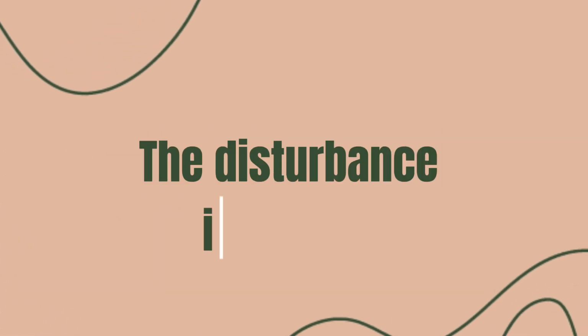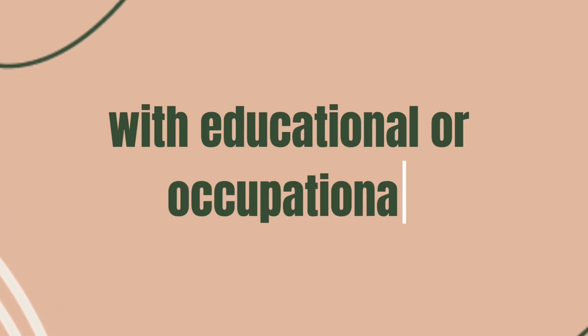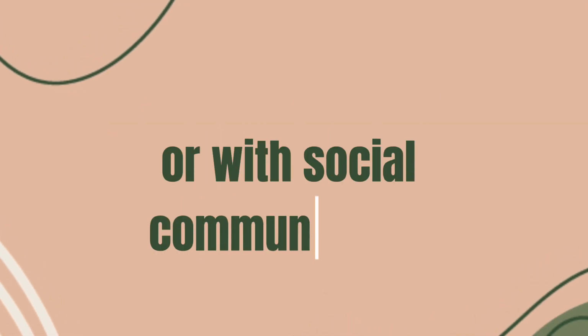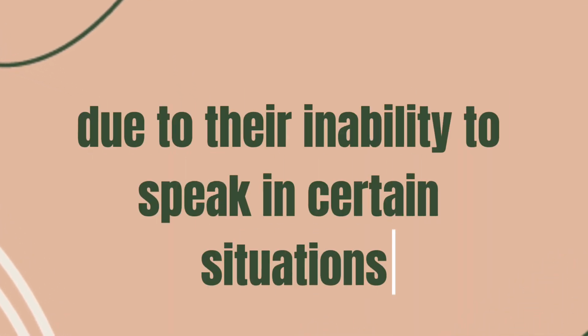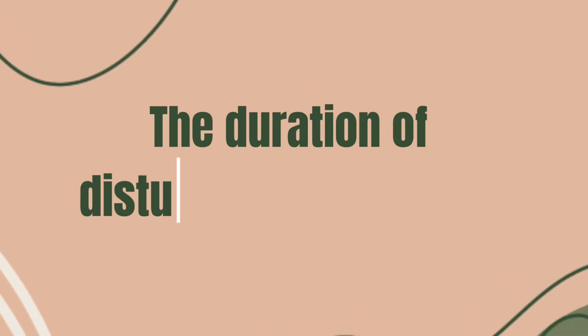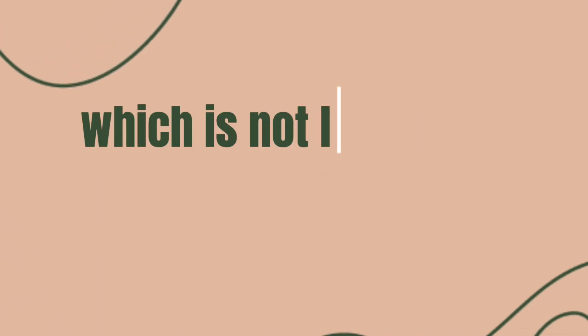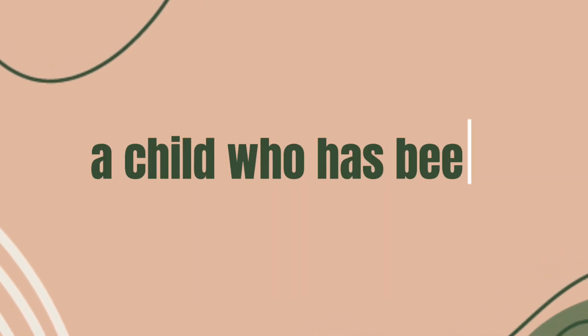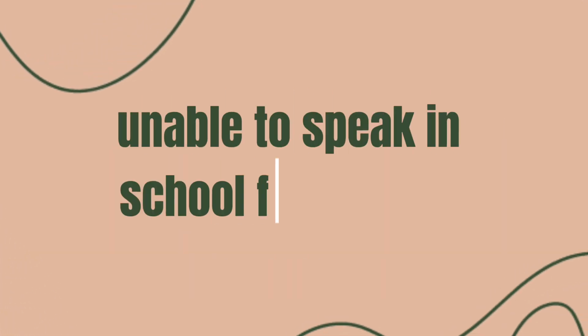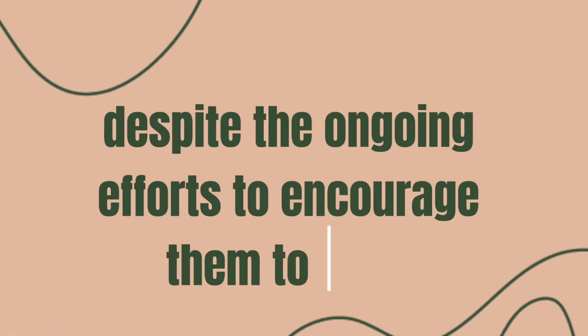Second, the disturbance interferes with educational or occupational achievement or with social communication. For example, a child who is unable to participate in classroom activities, make friends, or communicate with others due to their inability to speak in certain situations. Third, the duration of disturbance is at least 1 month, which is not limited to the first month of the school. For example, a child who has been consistently unable to speak in school for several months or more, despite the ongoing efforts to encourage them to do so.